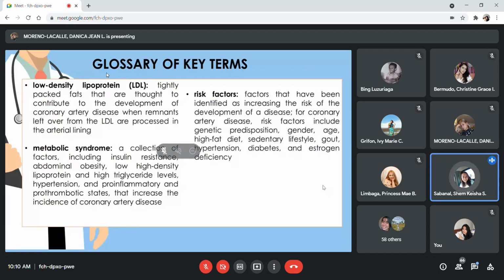So before proceeding, I know we have already discussed lipids last school year, but I'd like us all first to have a review of what lipids are. So next slide, please.